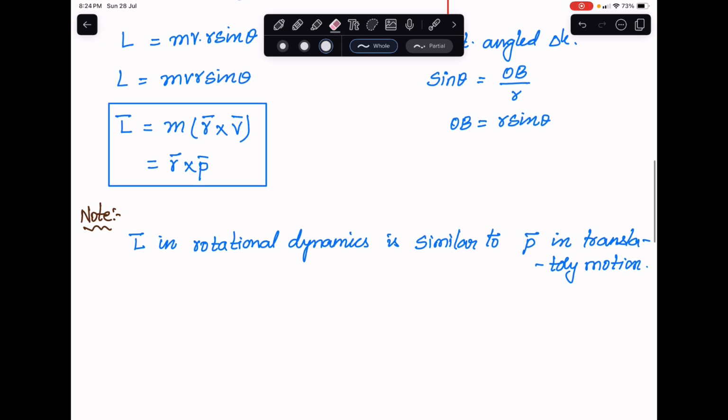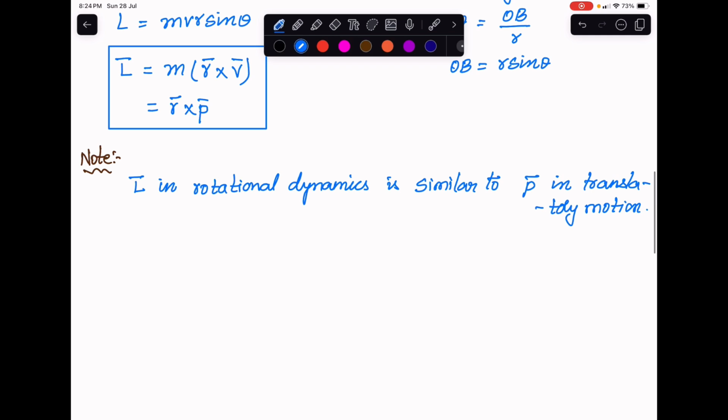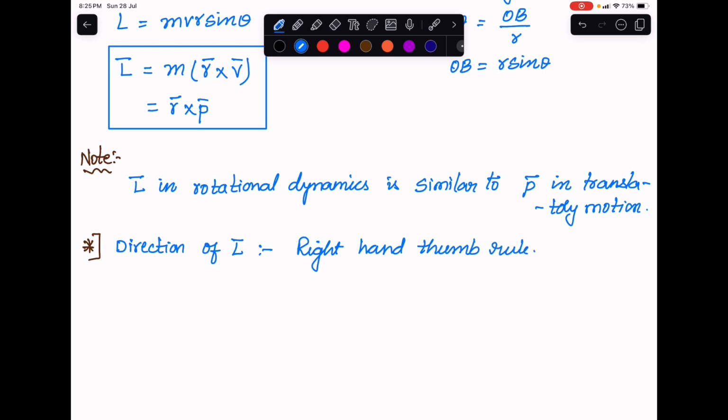Clear? And as usual, a cross product has come into existence over here, right? So I would like to give you the direction of angular momentum. The direction of angular momentum can be explained by the cross product rule. What is that cross product rule? The right hand thumb rule. You can use the right hand thumb rule to understand the direction of angular momentum. This is one thing I would like to show you.